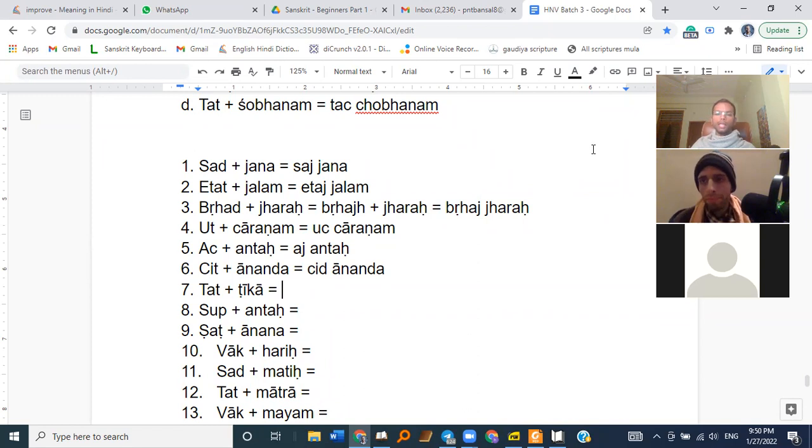Tat yukta tika. Here datau paravarnau lacha ta vargeshu nityam. So ta is from ta varga, so da becomes ta. So we get tat tika. Tat tika.